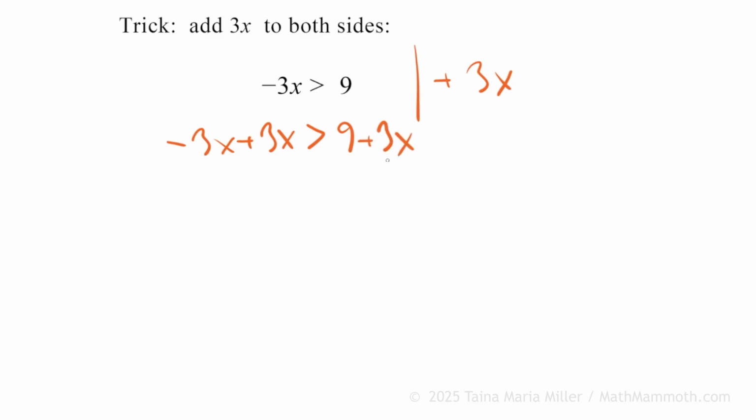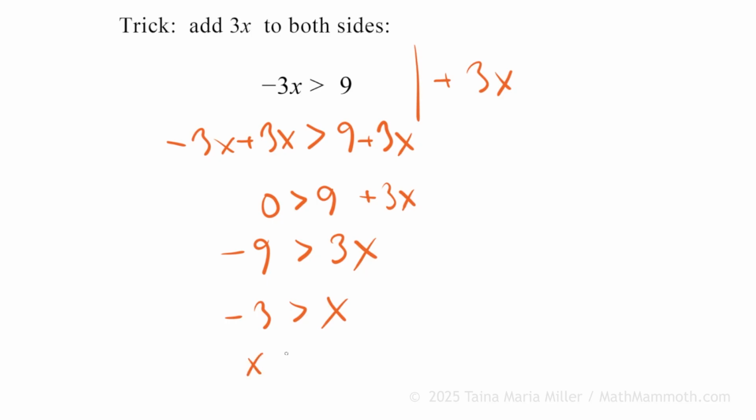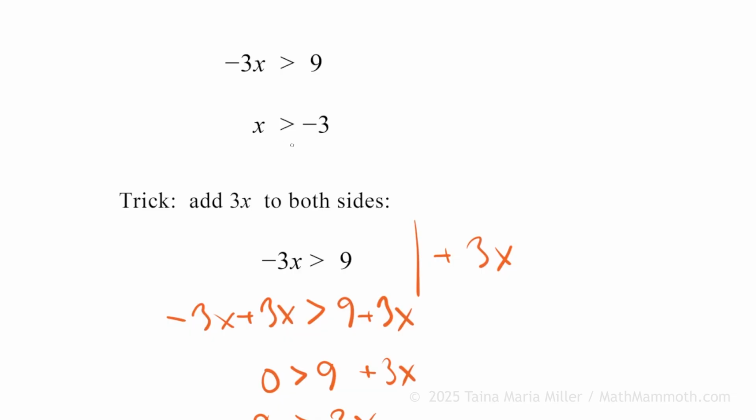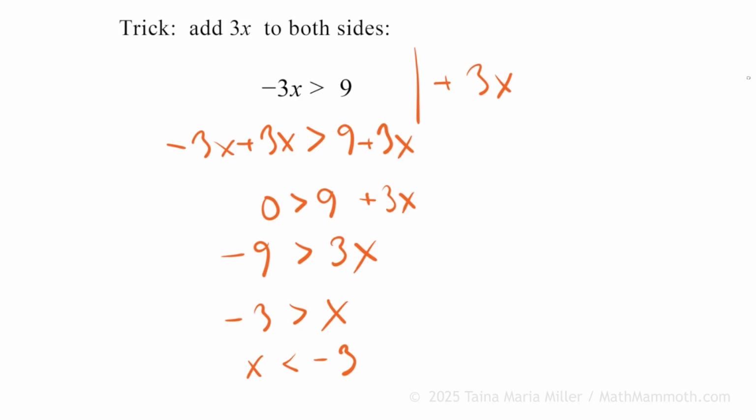I add 3x to both sides, and then over here I get 0. Now I subtract 9. Now I divide by 3. So actually, x is less than negative 3. All the values of x that are less than negative 3 is what I get as a solution set now. But originally I had x greater than negative 3, all the values of x that are greater than negative 3. And now I've got all the values of x that are less than negative 3.